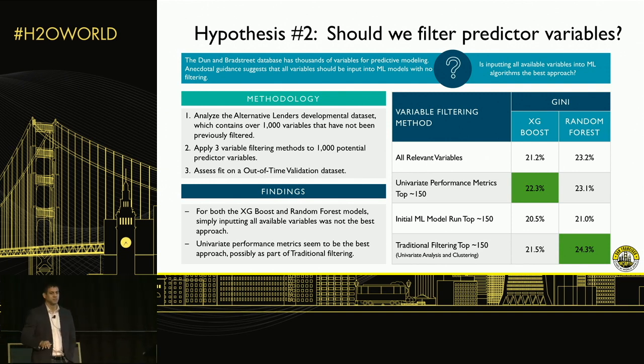So this isn't the most solid conclusion we have yet. So this is something we're going to reevaluate as we go, apply this to more cases or more data sets. But in terms of XGBoost, the univariate performance metrics with top 150 did better. For random forest, the traditional filtering with the variable clustering and the missing rate and the univariate performance metrics did better. But this is probably the least solid of the ones I'm presenting here, and this needs more attention to get a more solid recommendation.